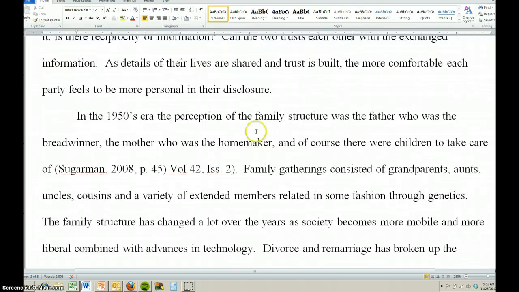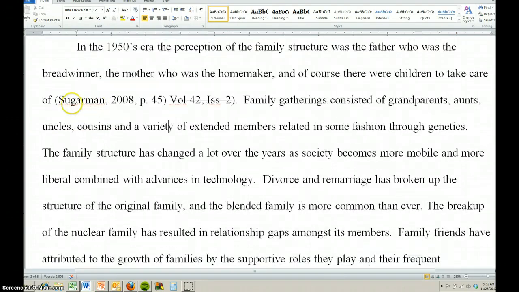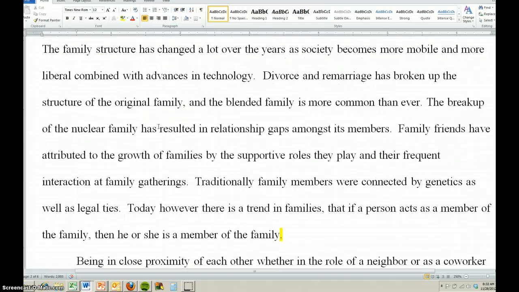And in fact, you can see in this entire paragraph, there's only one citation, and that's for this Sugarman article. So let's see if there's anything in this paragraph that might look like it needs some kind of a citation. It's talking about families, nuclear families, traditional families, genetics and legal ties. The thing is, there are several things in this that come from the book. This right here comes from the book. This right here comes from the book. Legal ties and genetics comes from the book.